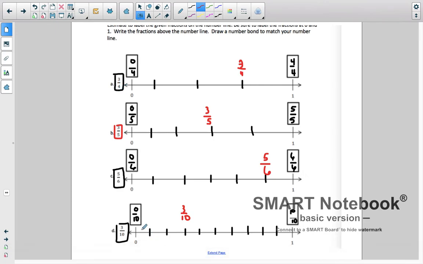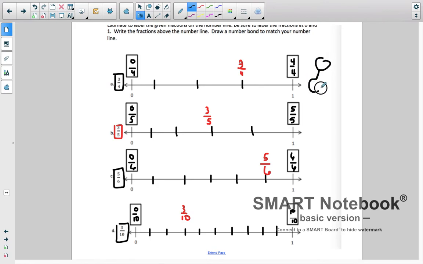Again, even if I count the spaces for the tenths, I should land on 10 spaces. So 1, 2, 3, 4, 5, 6, 7, 8, 9, 10. Because I have 10 spaces, that tells me that I'm counting in tenths. Now let's do our number bond. So let's look at our number bond for A.